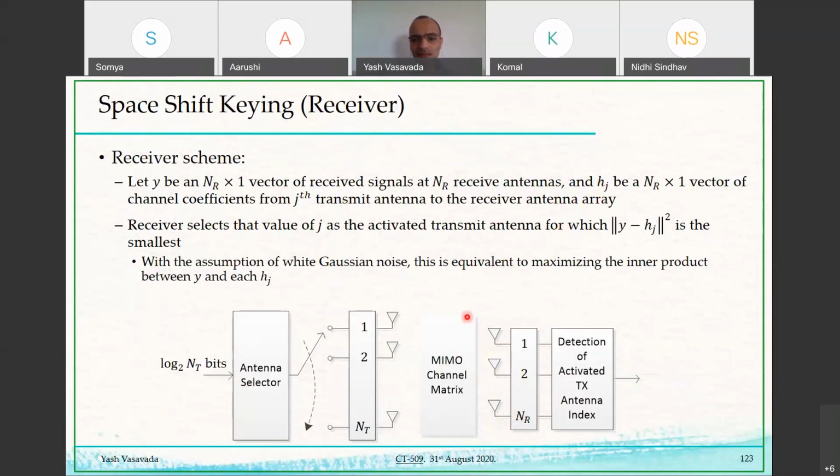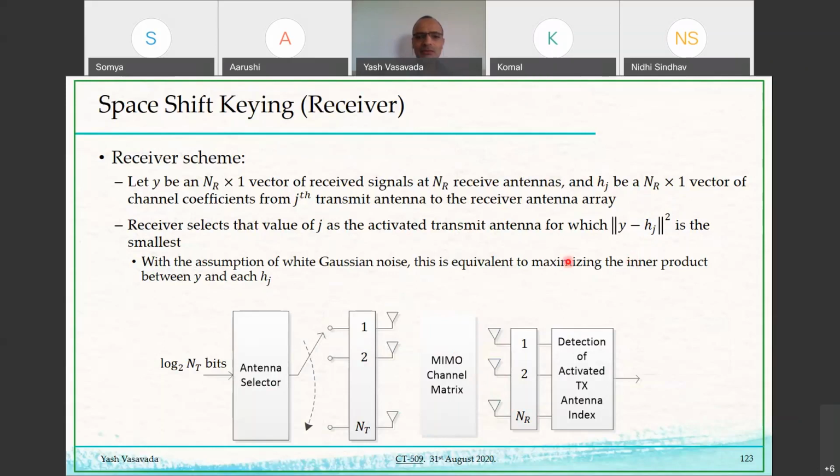Now, one key requirement of this phase shift keying or SM is that the receiver knows all of the channel vectors. So there are a total of NT different channel vectors, H1, H2, up to H of NT. Each of these channel vectors is an NR cross 1 vector. And so we are requiring that the receiver has knowledge of all of those channel vectors.